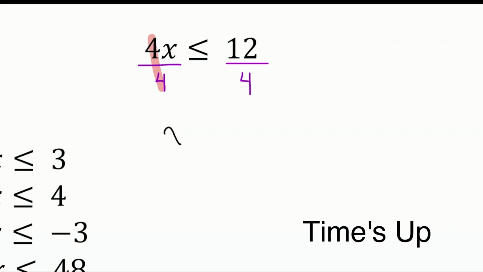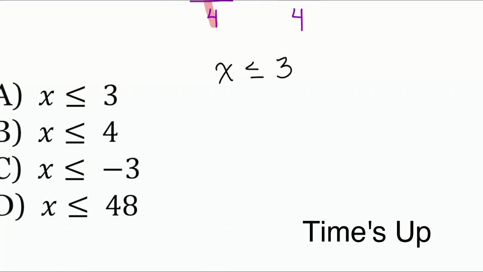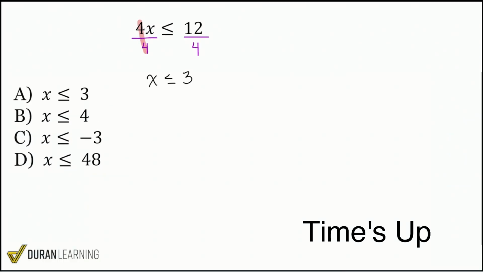We just divided, so that's going to be a little concerning. But remember, we flip only if we divide by a negative on both sides, and that's not what happened. We divided by a positive. So there's no flipping here. Keep that the same, less than or equal to. Then 12 divided by 4 is 3. And there we go. The correct answer here is A. x is less than or equal to 3.